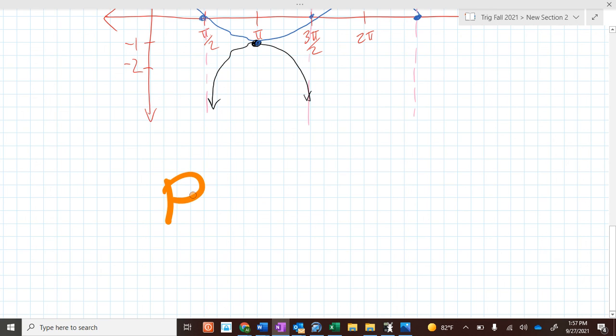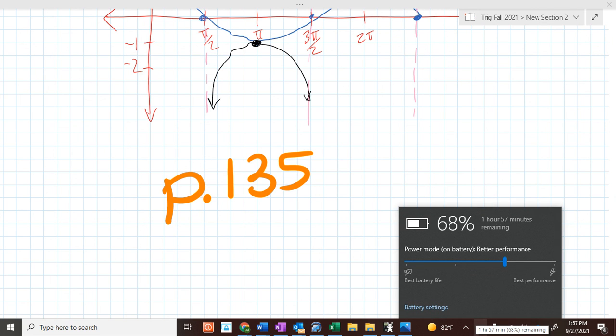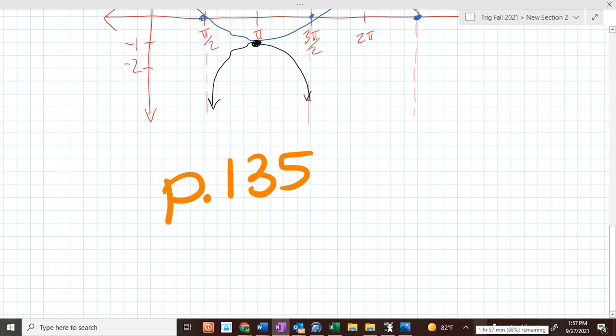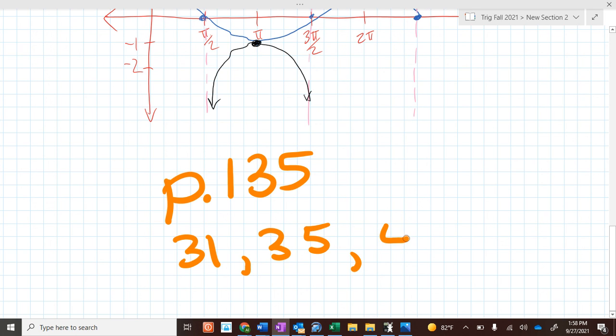So on page number 135, I want you to do problems, numbers 31, 35, and 43. That's good enough for now.